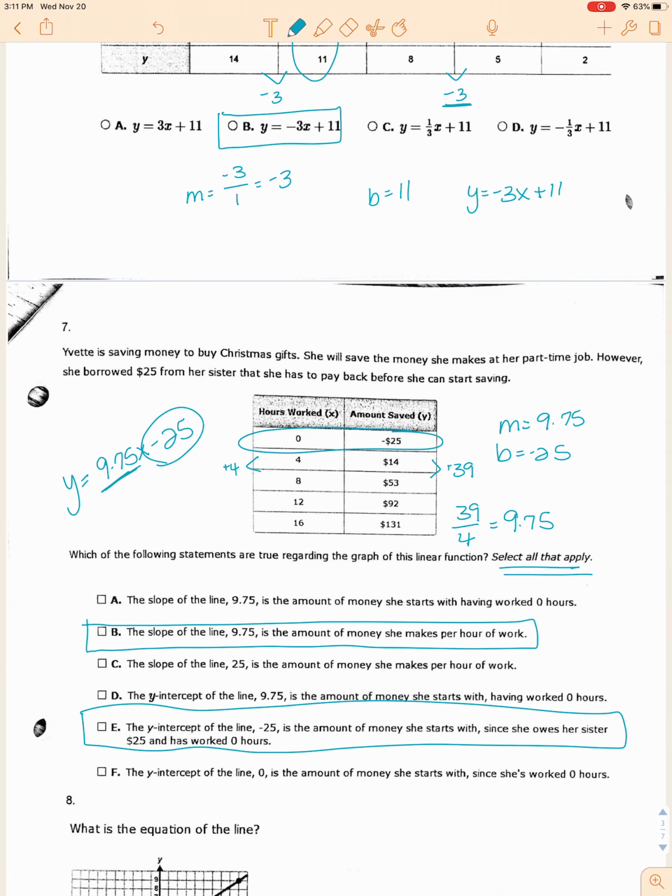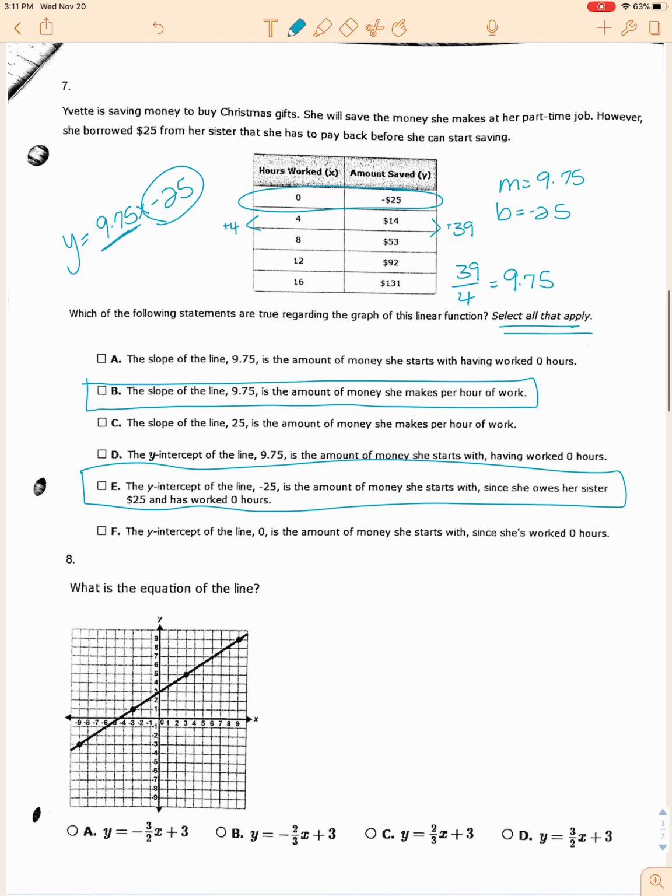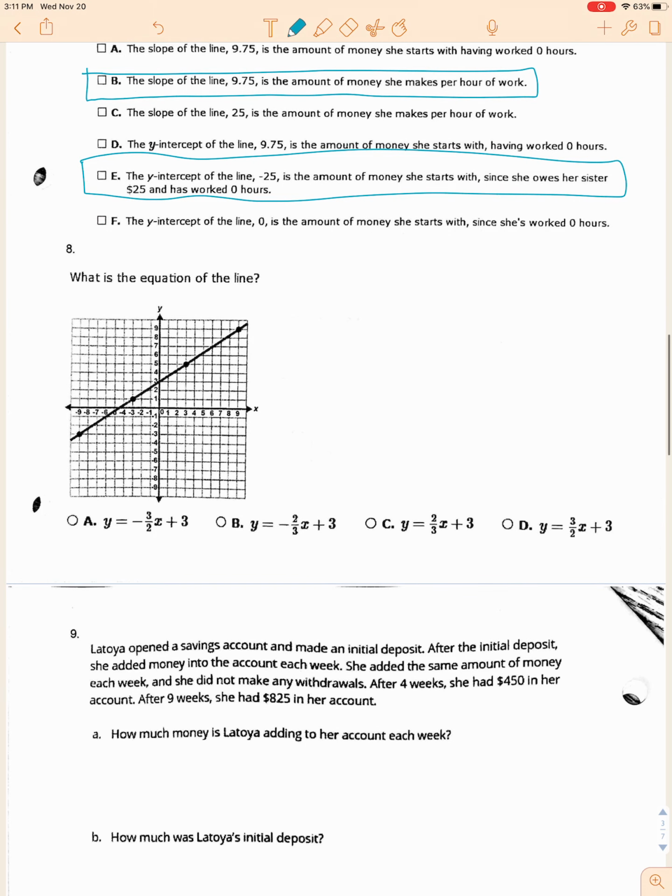All right, number 8, we've done a couple times now. You're finding the equation of the line. Go ahead. All right, and now I have the y-intercept, which should be 3. And now I'm going up and over, up 2 over 3. So my slope is 2 over 3. Therefore, my equation is y equals 2/3 x plus 3. That answer is C.